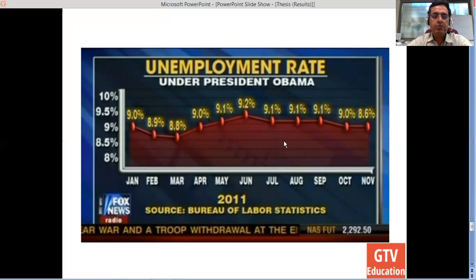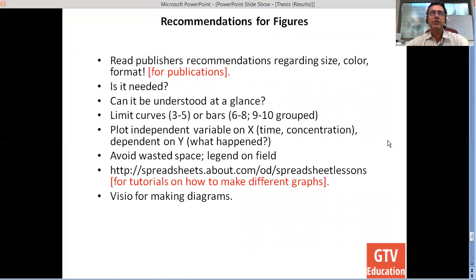That's why some graphs can be misleading. They are not showing you the right trends, because for each kind of data there would be a different graph, or sometimes the graph would not serve the purpose, and you have to go for presentation of your data in the form of a table. So as a scientist, you should take care of these things, and there are certain recommendations for figures that you should keep in mind.